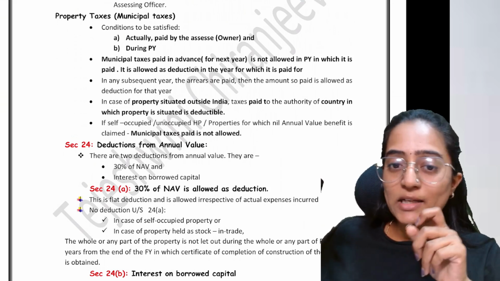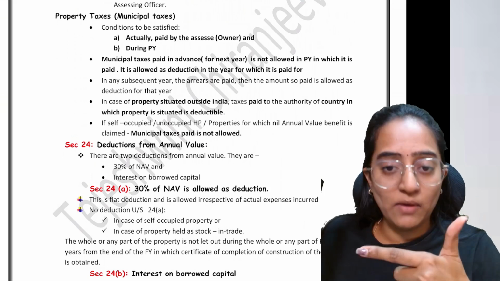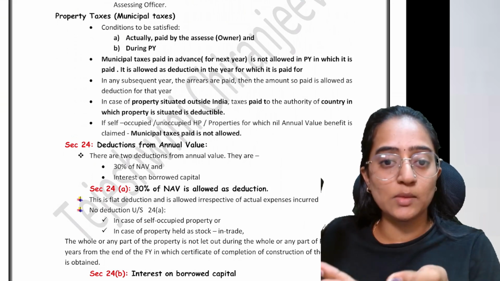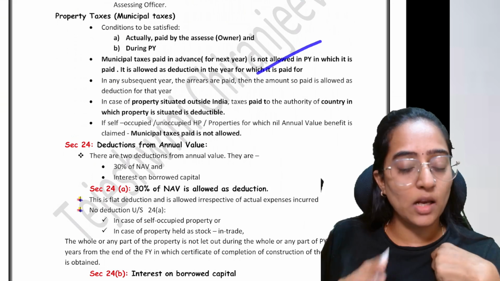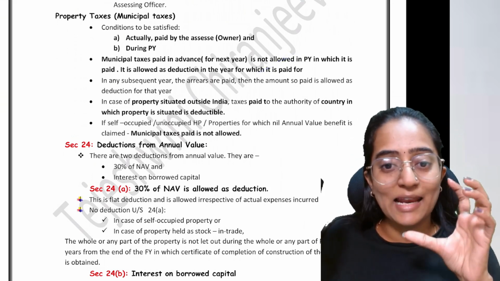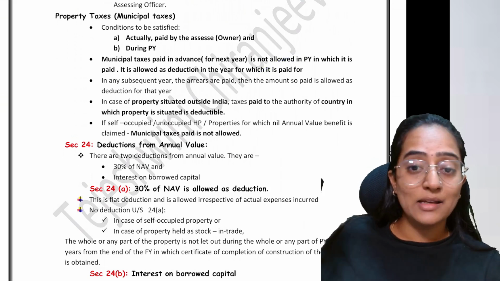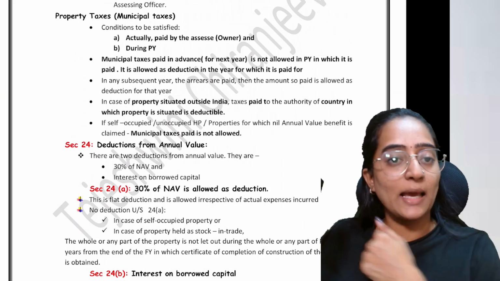What if you paid for the subsequent years? Subsequent years in advance, you are paying for the next year. Municipal tax paid in advance is not going to be allowed. It is allowed in the respective year only. Only arrears paid during the year and this year's property tax which you have paid will be considered.